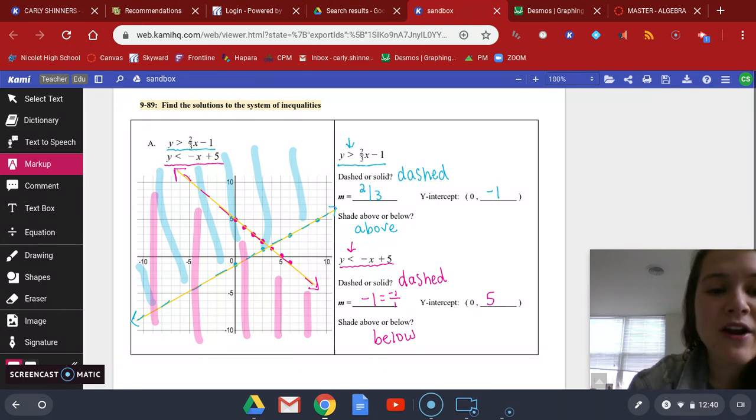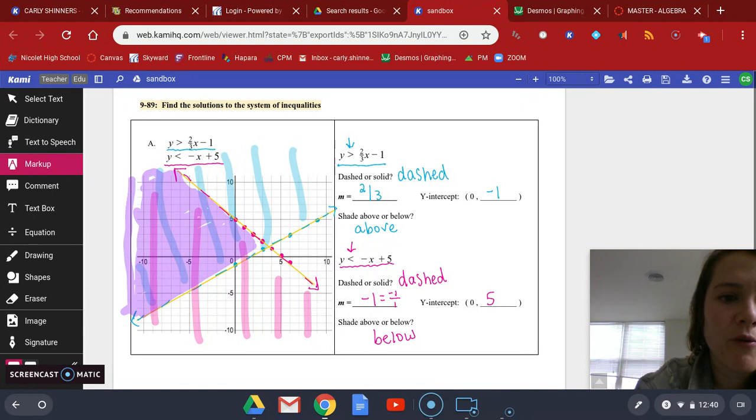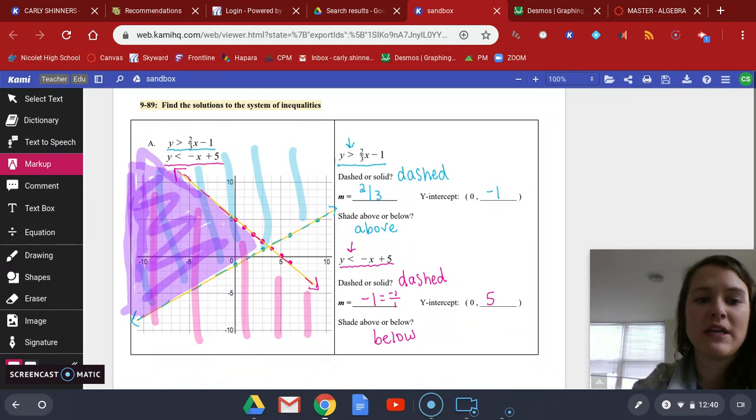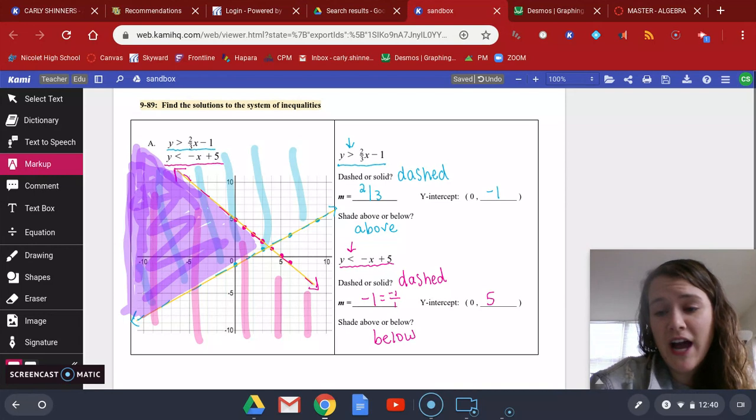So where we see pink and blue is the solution. So this is the solution to my inequality, where they overlap. Okay, so there's really only one additional step here, which is to just look for where they overlap and shade that region in completely. And that's that. So that's really the only difference here, guys.